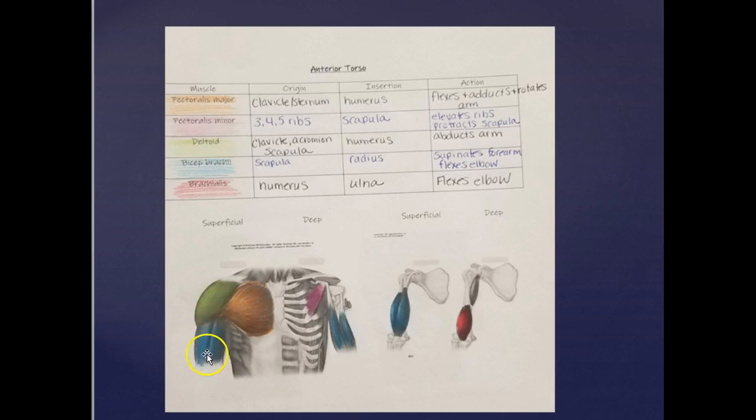Biceps brachii is located in blue here. Most of you know where your biceps are. It's the meaty portion of your upper arm and the anterior part. It attaches to the scapula. It actually moves your radius, and it functions in supinating the forearm and flexes the elbow.